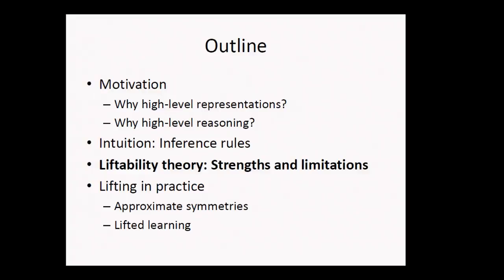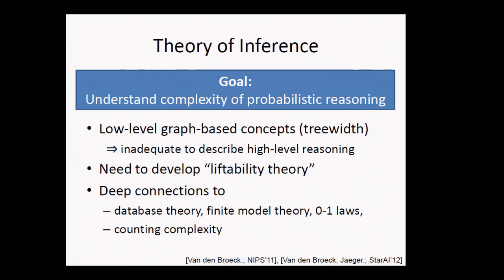All right, so this is how these algorithms work at an intuitive level. So now, what can we say about them? What are their strengths and limitations? And the goal here is, so this was a question that I asked myself when I started my PhD. I want to really understand what is the complexity of probabilistic reasoning, what are the fundamental ideas here and the limitations of reasoning about uncertainty at a high level.